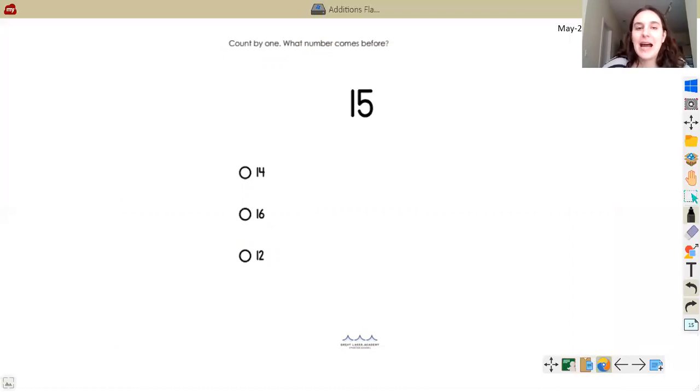All right, scholars, now that you did the work on Google Classroom and you are ready to check your work, let's see if you got it right. So it says count by 1. What number comes before? So in our last exit ticket on Tuesday, we were looking for the number that came after, which means that it was the number plus 1 more.